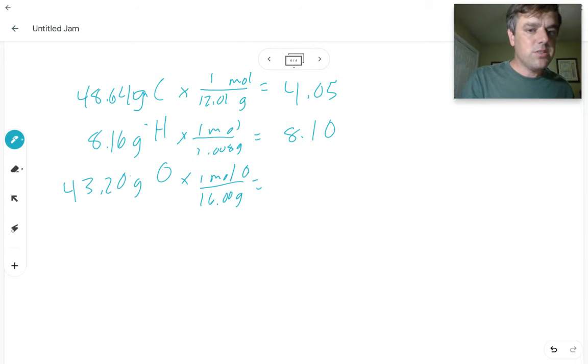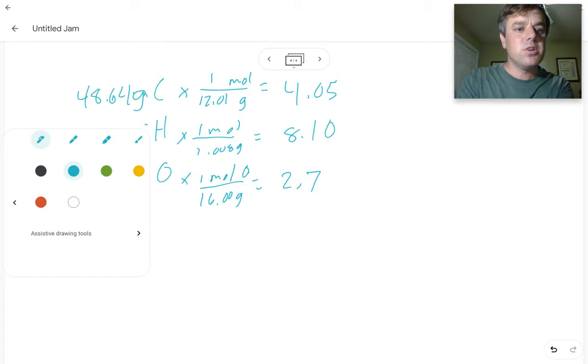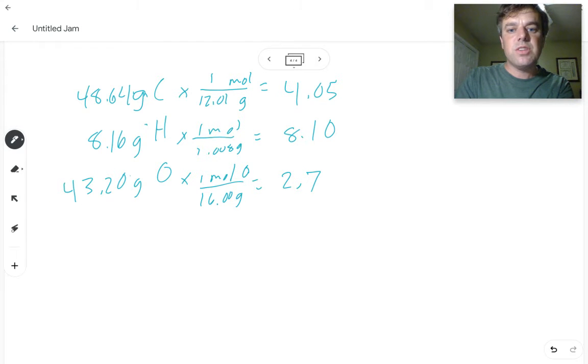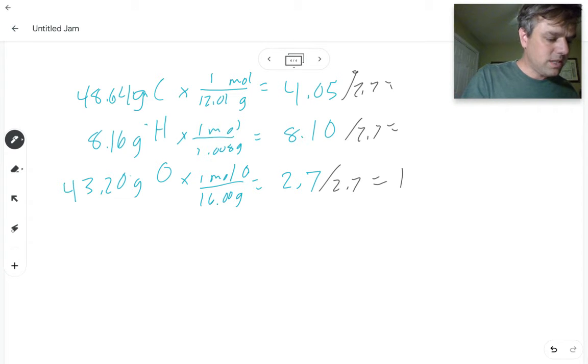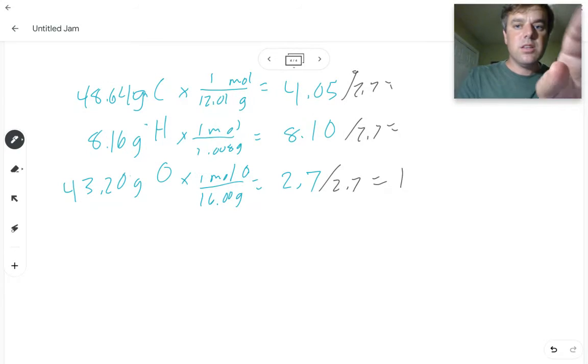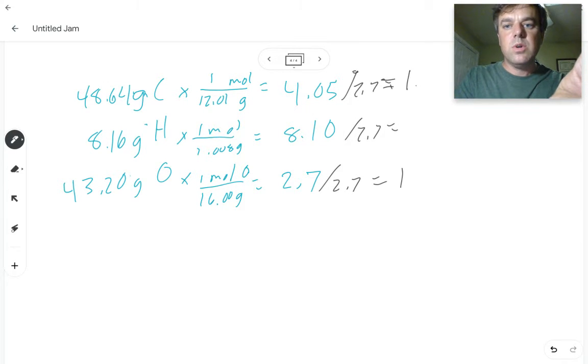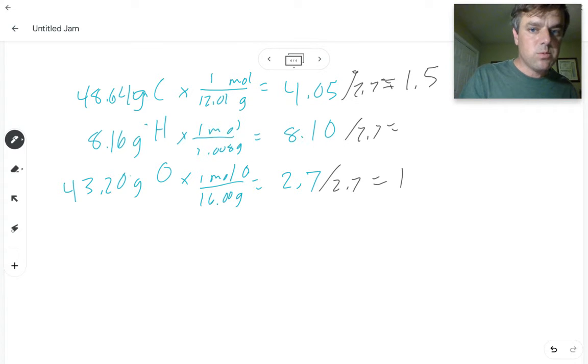And 43.20 divided by 16 is 2.7. These are all moles. So now we divide everything by the smallest number of moles, which is 2.7. So we take everything divided by 2.7. So 4.05 divided by 2.7 is 1.5. And 8.1 divided by 2.7 is 3.